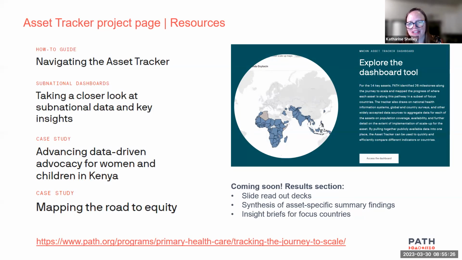There's a big bold button that you can access the dashboard through, and Kimberly will share more about that in a moment. But it also includes several resources like a how-to guide on navigating the asset tracker, particularly for the use of advocacy. And there's a separate section there on the subnational dashboards, which was part of our second phase of work, really looking at, in a couple of subregions in 5 countries, what the pathway to scale was. So happy to say more about that in the Q&A, but we'll be focusing on the national level data today. There's also a couple of case studies linked to this resource, which you can also check out.